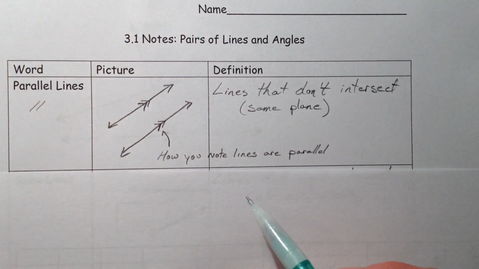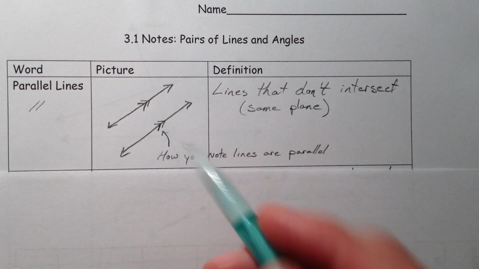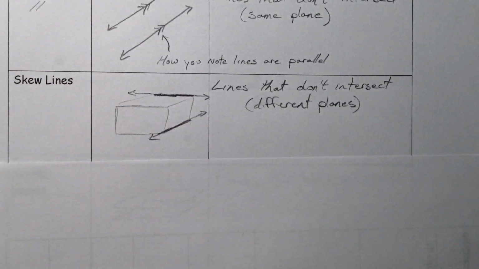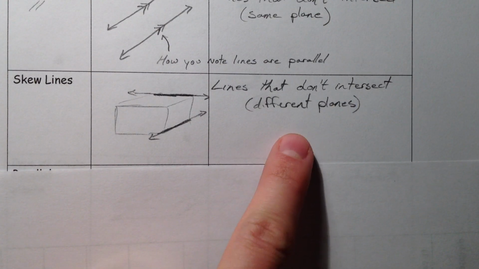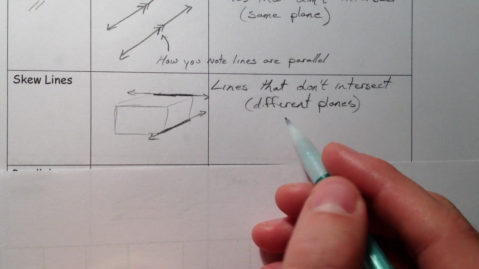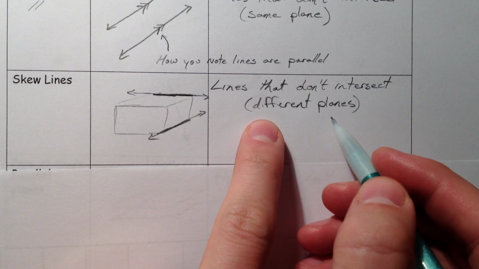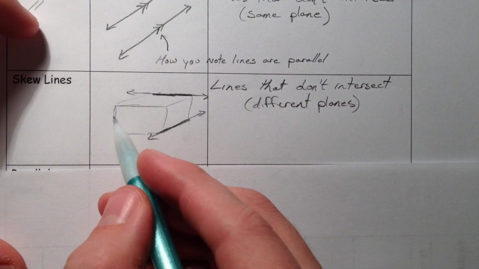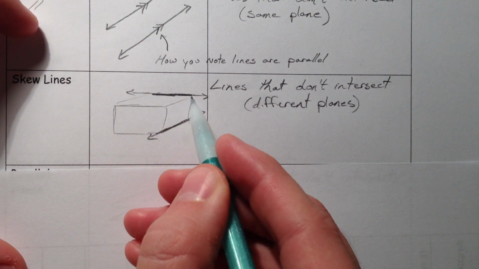both on the plane of the paper, and so they are parallel. And that's different from skew lines, because skew lines are kind of like parallel, but in different planes, meaning lines that don't intersect but in different planes. And so the easiest way to think of this is like a box. Imagine this is a box.